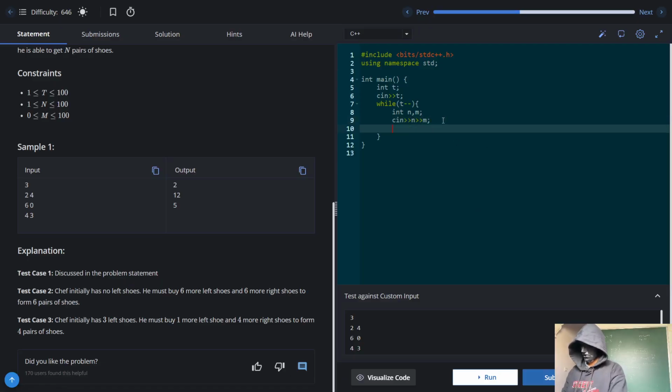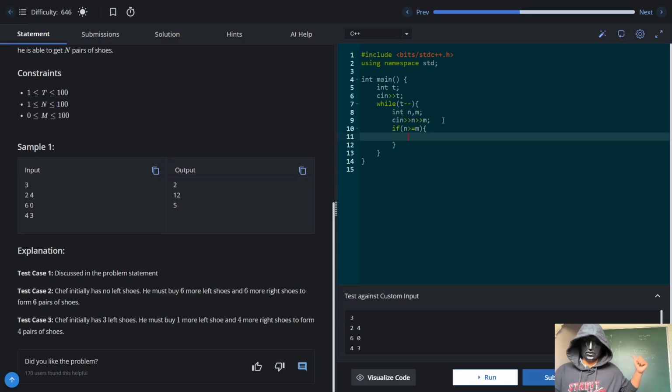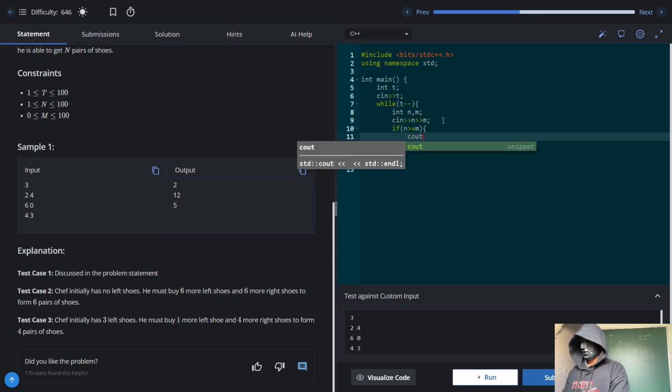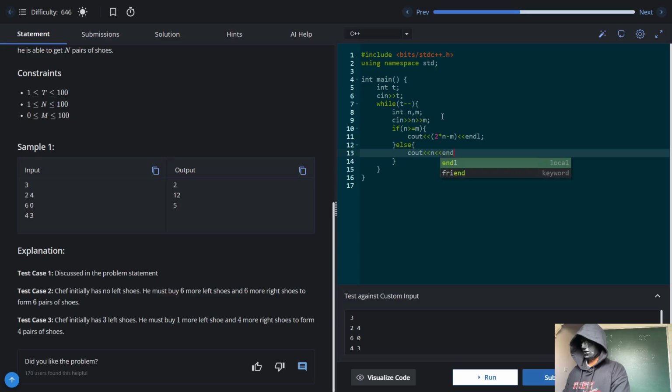So yeah, we have this. Now we'll have to consider if n is greater than or equal to m. In that case, what formula were we using? We'll have to print 2 times n minus m. This many shoes you'll have to purchase. Else, how many shoes will you have to buy? You'll have to buy n shoes, if n is less than m.